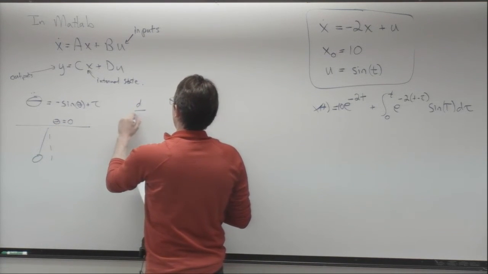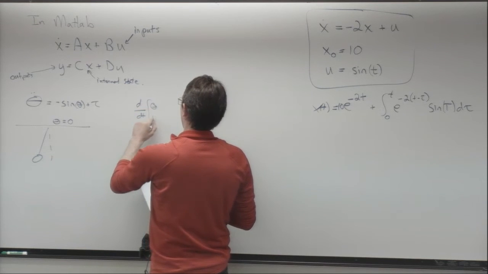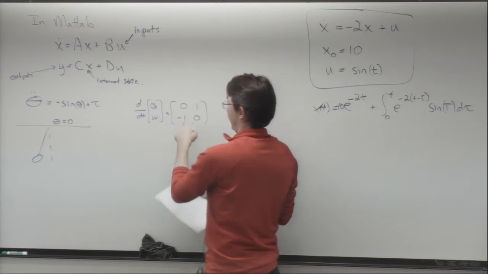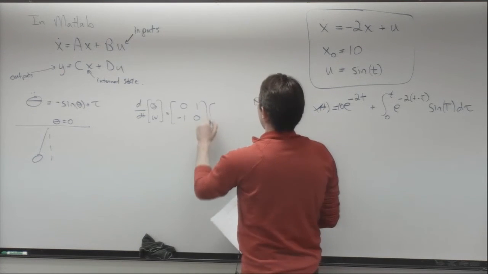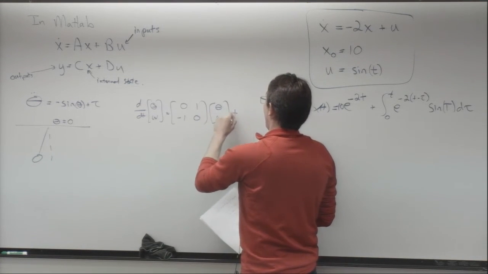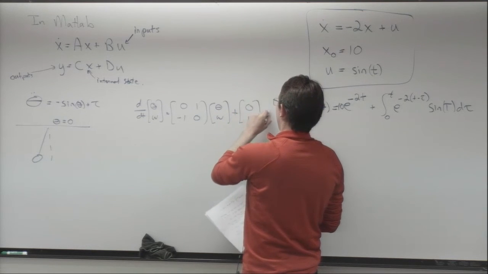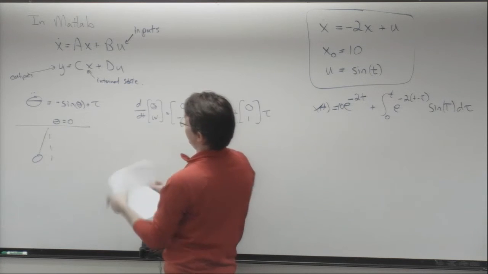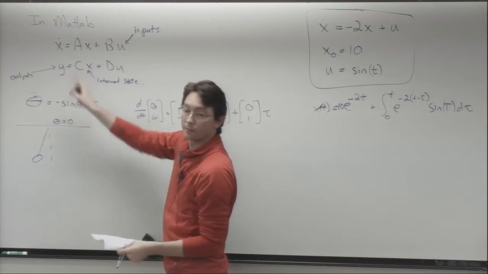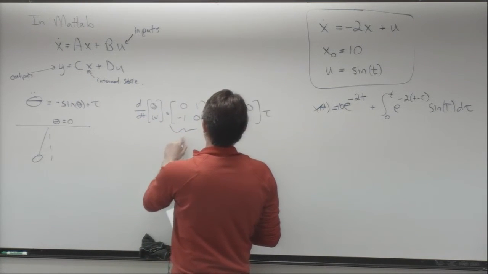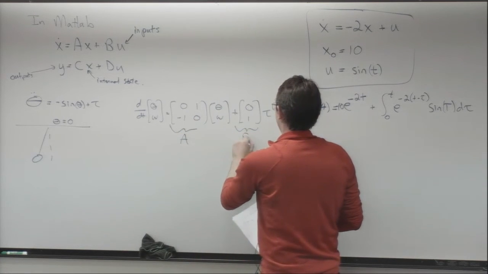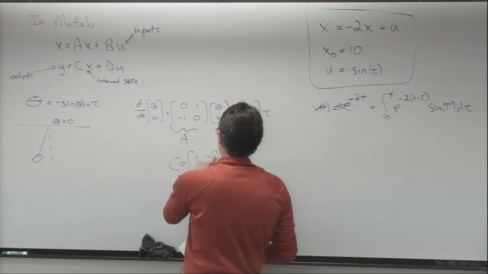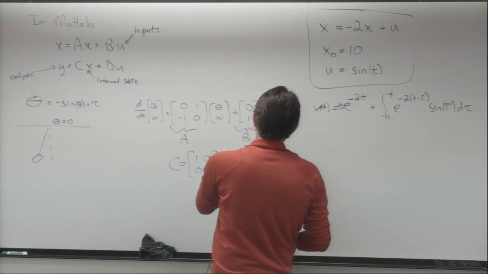And we're going to have d/dt of [theta, omega] equals [0, 1; -1, 0] times [theta, omega], so now we have the negative 1, plus [0, 1] tau. And our output equation is just y equals x. Okay? So this is A. This is B. C is going to equal the identity. And D is going to equal 0.